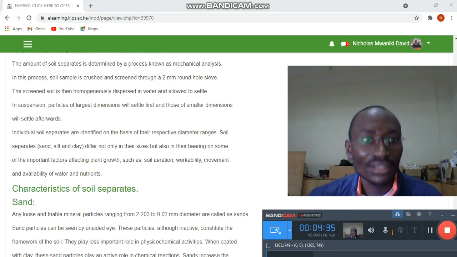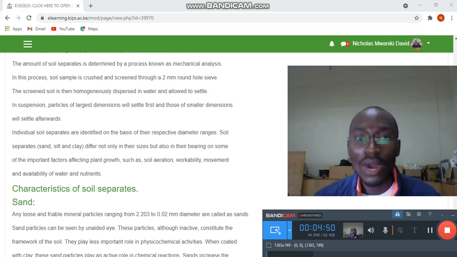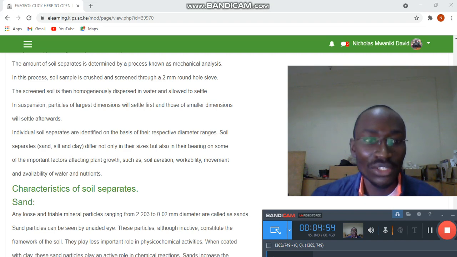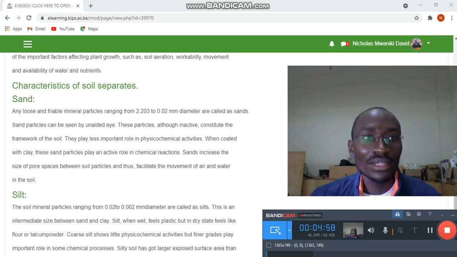Soil separates, which are sand, silt, and clay, differ not only in their sizes but also in their bearing on some important factors affecting plant growth, such as soil aeration, workability, movement, and availability of water and nutrients. So I want us to go to the characteristics of soil separates. We are going to look at sand first.